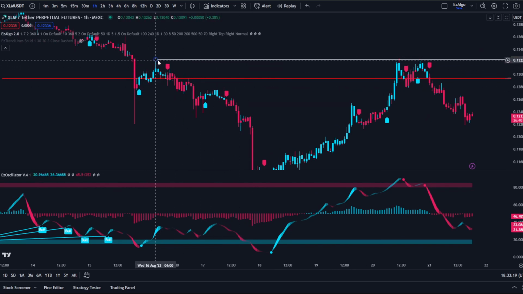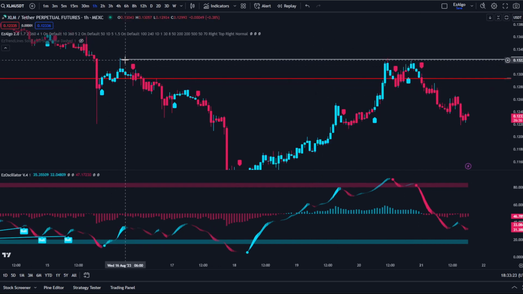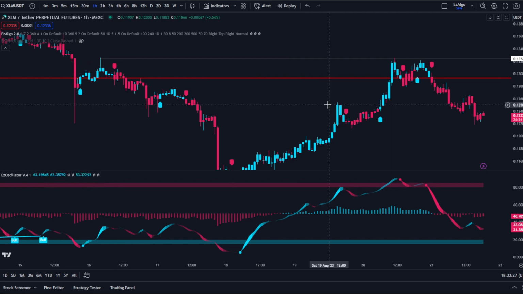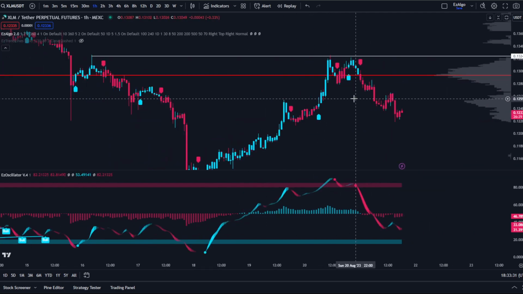If we were to close above this level, then we would have a market structure shift to the upside. So this is a very key level, a very key point that I'm looking at to take a swing failure pattern. And again, what happens? We had a perfect swing failure pattern.